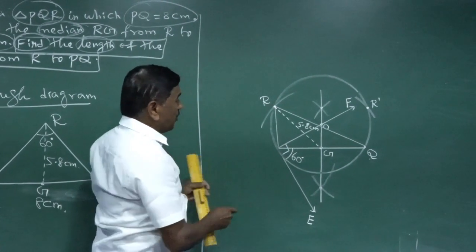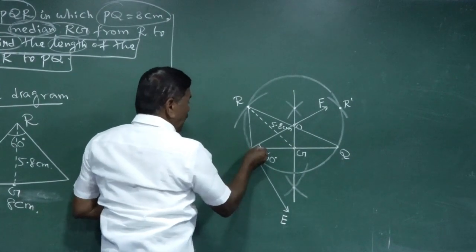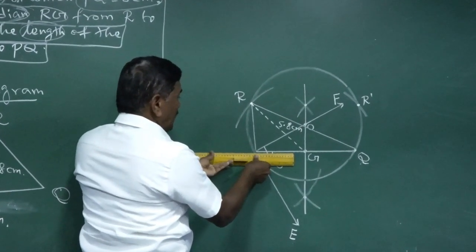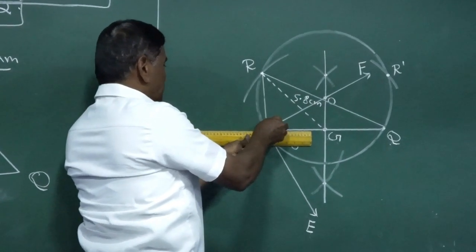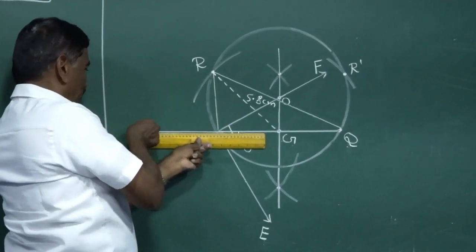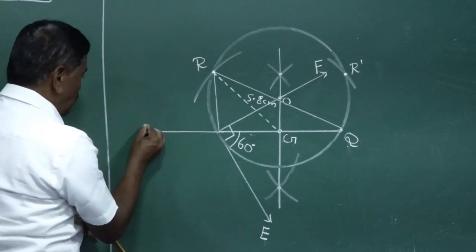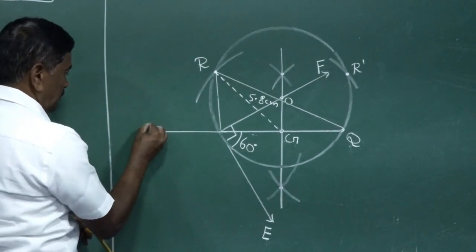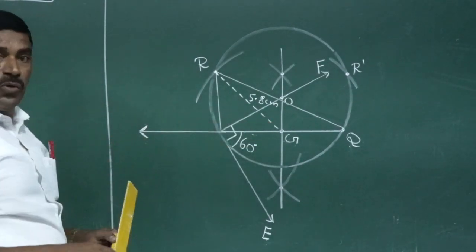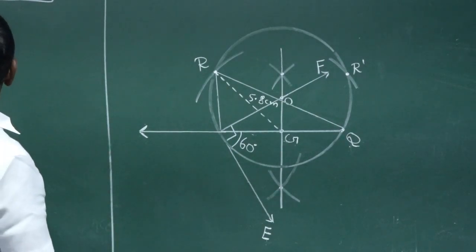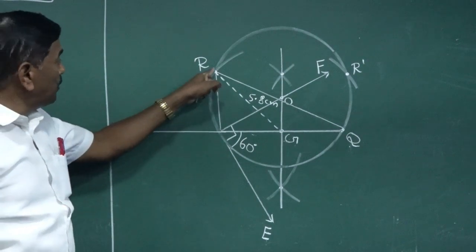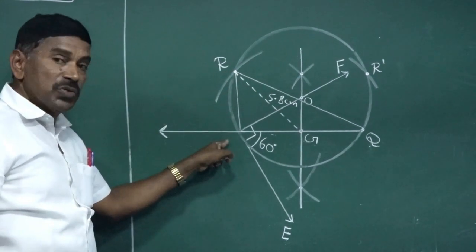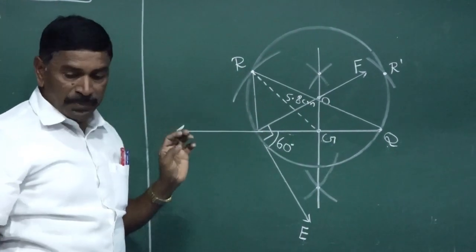So that is why we extend PQ to the left side, because in the second part we also find the length of the altitude from R to PQ. So that is why extend PQ left way.